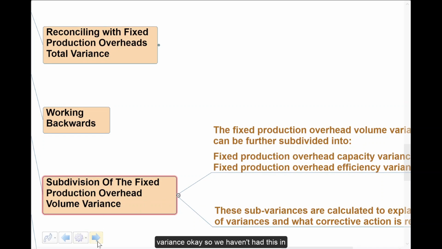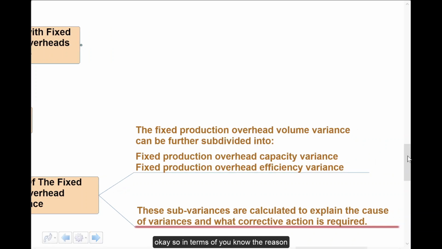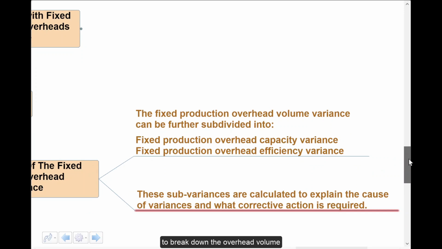Outside of that, in this particular chapter, we have an add-on, a subdivision of the overhead volume variance. We haven't had this in any of the first 3 chapters. In essence, up top we looked at the overhead volume variance and its formula, but we can further break that down into a capacity variance and an efficiency variance. When we think capacity, we just think capability. What are we able to do at full pelt? And when we think efficiency, how efficient are we at doing what we're supposed to be doing given our standards?